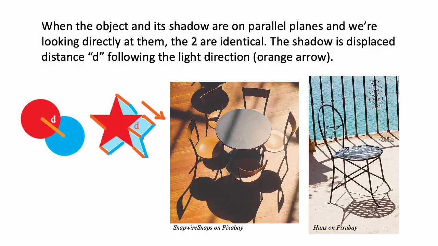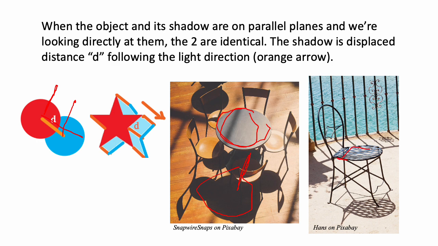The simplest scenario for round objects is when the object and its shadow are on parallel planes, and they look identical in shape and size, although they are affected by how close they are to eye level and the distance between them, that kind of thing. But generally, they look identical. So really all you need to know is the distance from the center of the table to the center of the shadow. So if you know the light direction and distance d, you don't need anything else.